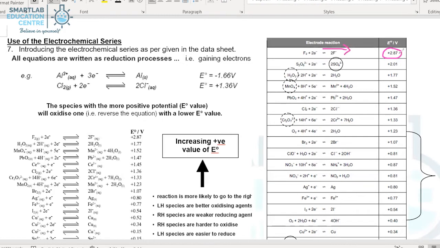Hence, in this case, if the value is +2.87, which is a very highly positive value, then fluorine would very easily reduce to form F-. And that is in line with our observation that fluorine is a very good oxidizing agent.